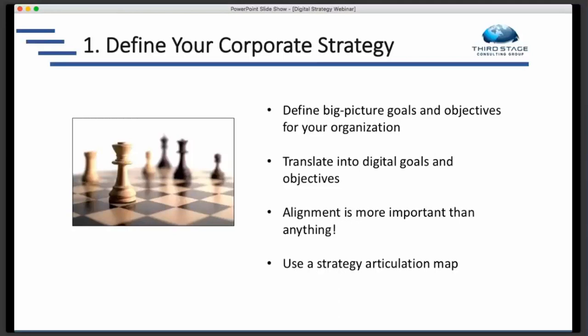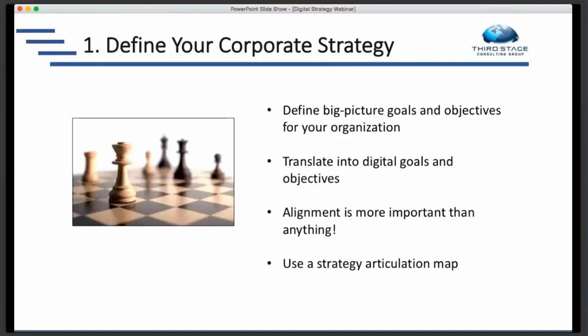What are you trying to accomplish? How are you trying to be different than your competitors? What's your position in the marketplace? What are the strategic imperatives that are driving your growth and efficiency and all that kind of stuff that you're looking for? And so when you define your overall corporate strategy, one of the first things we want to do is define the big picture goals and objectives for your organization. And oftentimes we find that organizations kind of know, even if they don't have it documented, they kind of know in their heads what their strategy is.